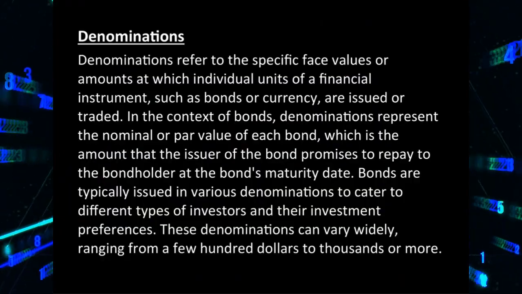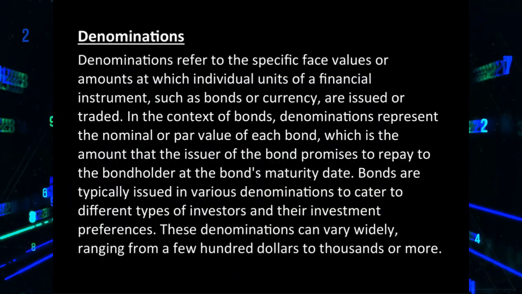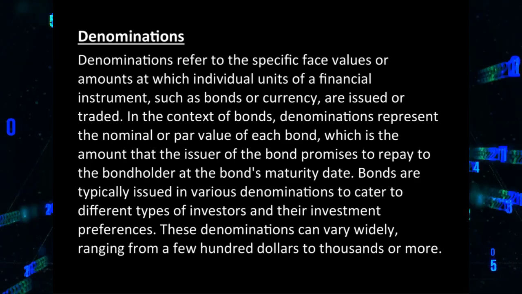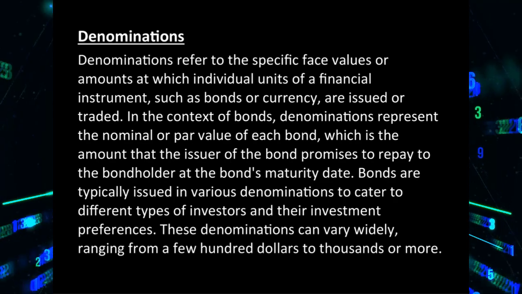Now, let's begin. Denominations. Denominations refer to the specific face values or amounts at which individual units of a financial instrument, such as bonds or currency, are issued or traded.